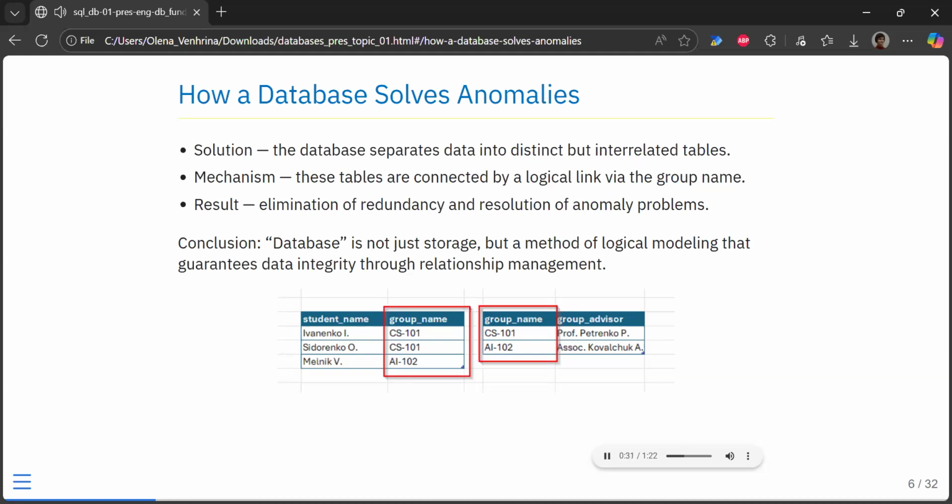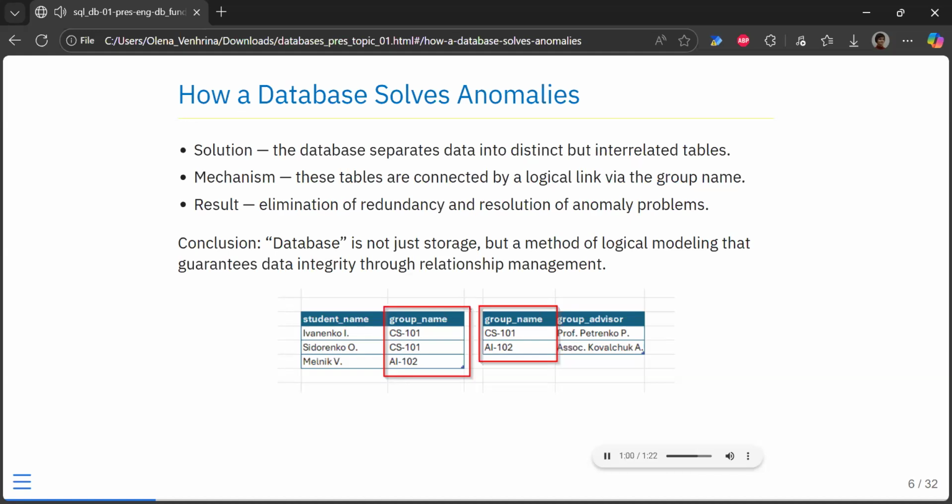And now look how our problems disappear. Update problem. If Professor Petrenko changes his last name, we edit one record in the groups table. That's it. Since all students simply refer to this record, the data automatically becomes consistent for everyone. Deletion problem. If we expel Melnick V, we just delete one row from the students table. The groups table is not affected by this. Information about the existence of Group AI102 and its curator remains in the system.